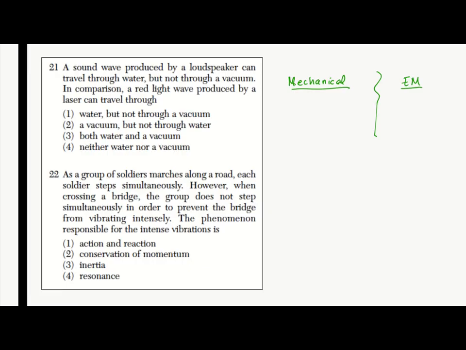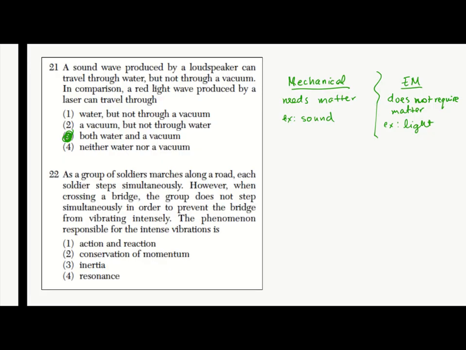So mechanical waves need a medium. They need material, they need matter to travel through. Whereas EM waves do not require it, and therefore, they can travel through a vacuum. So examples of each: sound for mechanical and light for EM waves. So sound cannot travel through a vacuum, but red light can. So a red light laser can travel through both water and a vacuum, can travel through anything. Sound waves are mechanical, they can only travel through water, air, only matter, not a vacuum.